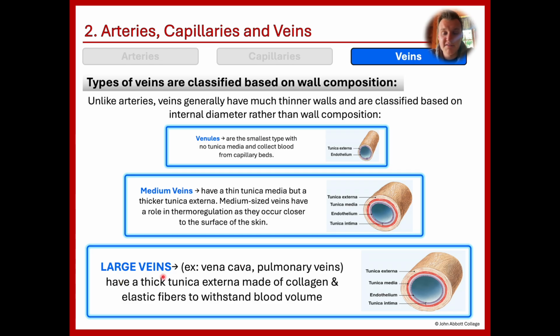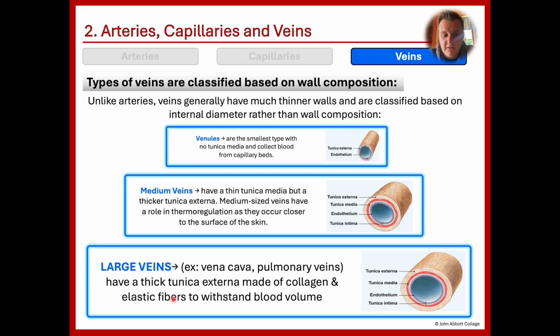The large veins, right? Those are the last in the circuit, so there is even less pressure inside. The large veins are returning blood back to the heart. Those that are coming back to the heart, we're going to see later on, are called the vena cava. And the pulmonary veins are also coming back into the heart.